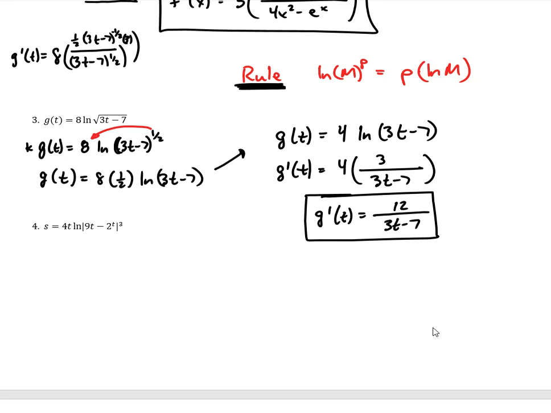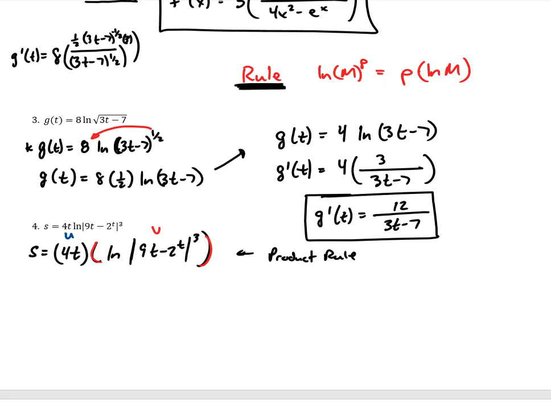So on number 4, notice, let's read it. S equals 4t times, that is times because it's blank, times the natural log of 9t minus 2 to the t, all to the third. Let me rewrite it so I can put those parentheses in. 4t times the natural log of 9t minus 2 to the t, that one's all to the third like that. So this means we need to use the product rule. This is like our u, and this here is our v.